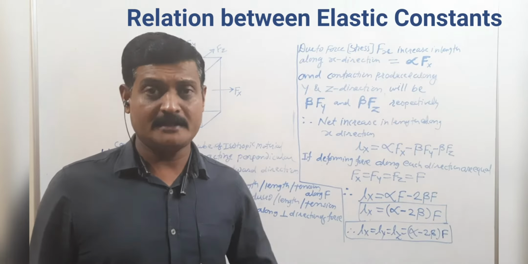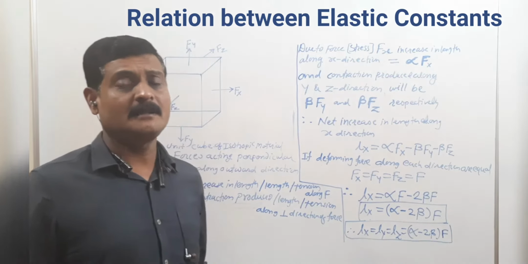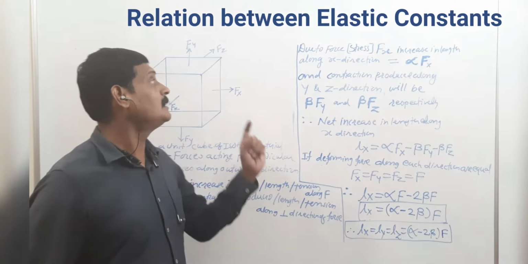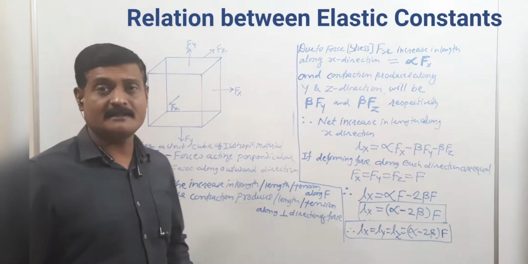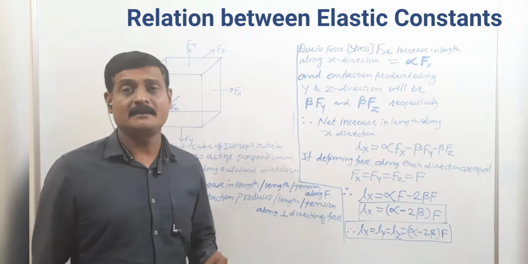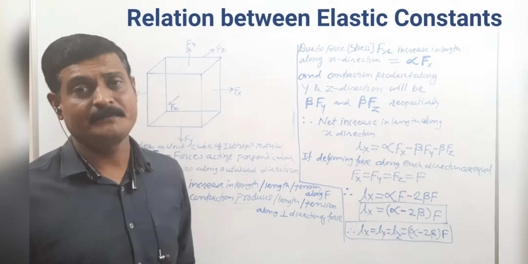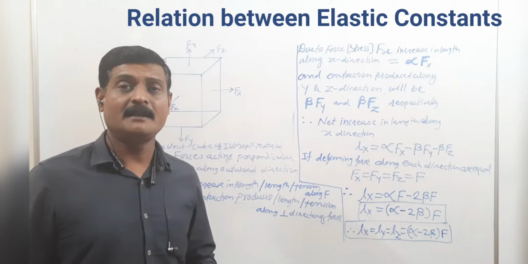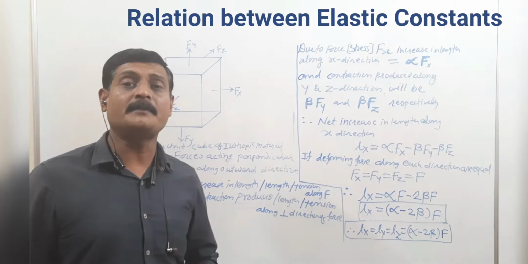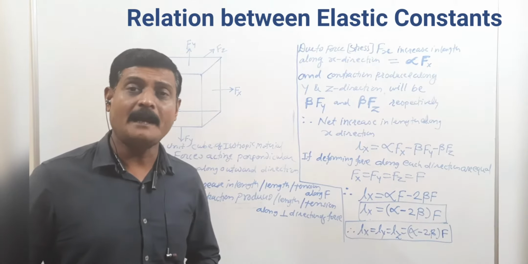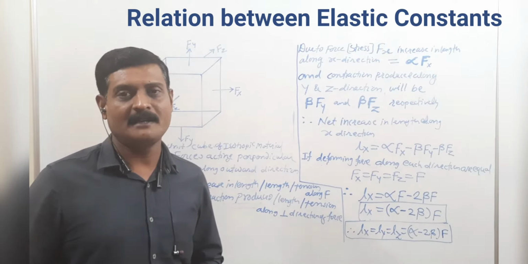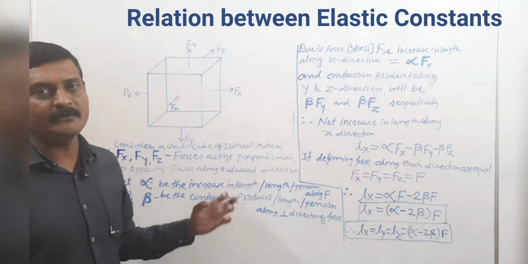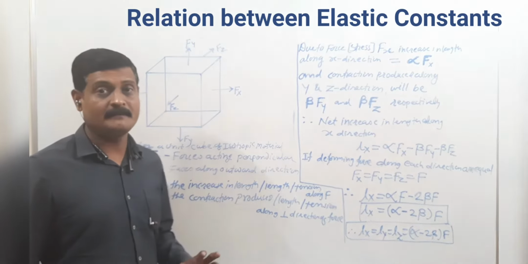In today's lecture, we will discuss the relation between elastic constants. We know that there are four elastic constants: Young's modulus Y, bulk modulus K, shear modulus or modulus of rigidity eta, and Poisson's ratio sigma. So we have to derive the relation between Y, K, eta and sigma.